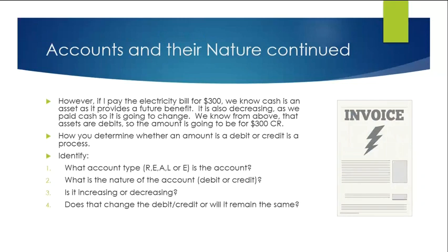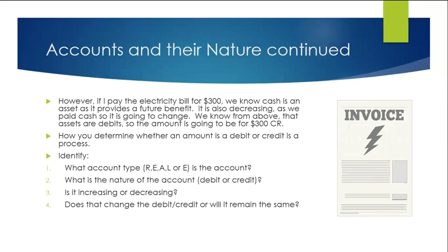However, if I pay the electricity bill for $300, we know cash is an asset as it provides a future benefit. But in this case, it is decreasing as we paid cash, so it's going to change. So we know from above that assets are debits, so the amount is going to be for $300 credit because it has changed. So how do you determine whether an amount is a debit or credit?